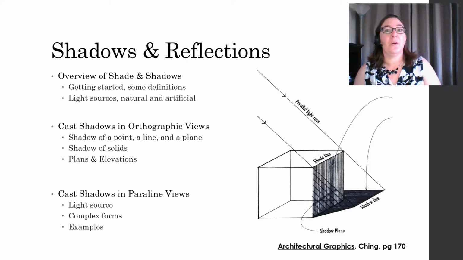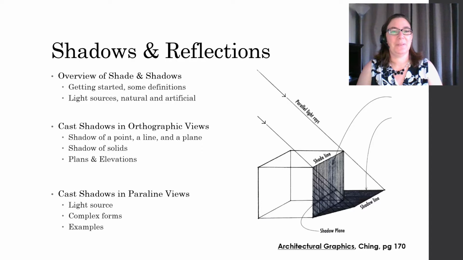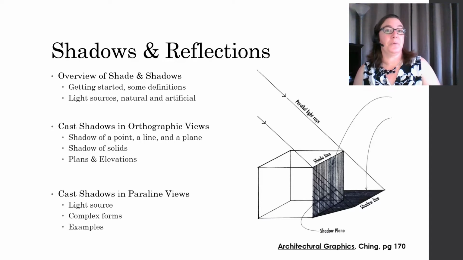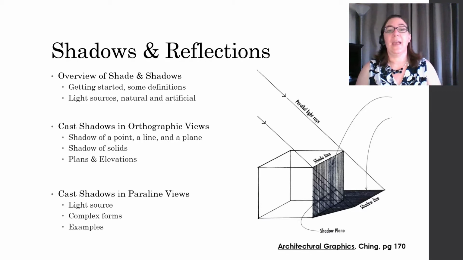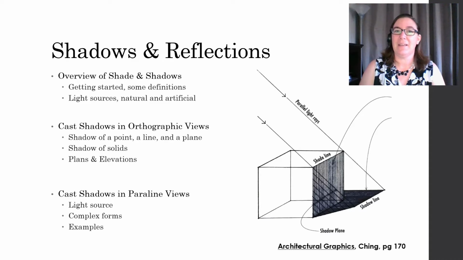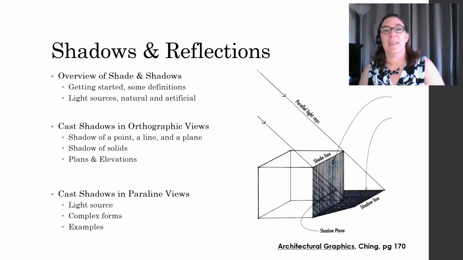We're going to start out with an overview and some definitions of shadow terms. Then we'll talk about light sources, both natural and artificial. In the next videos, we'll talk about how to cast shadows in orthographic views and in paraline views. Next week, we'll continue the topic and talk about how to cast shadows in perspective views and touch upon reflections.